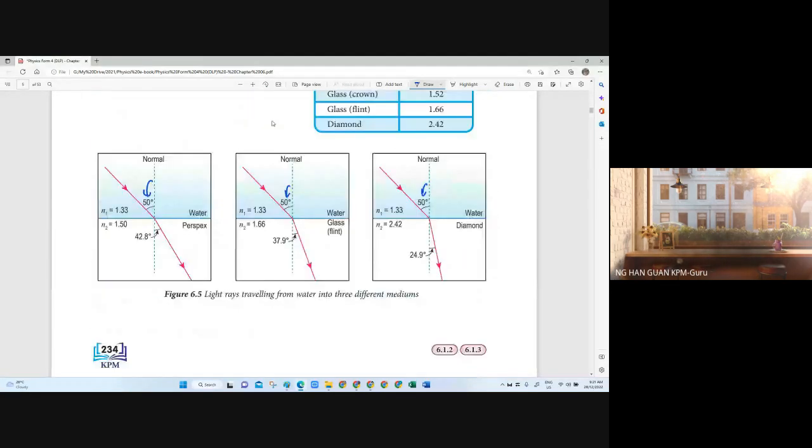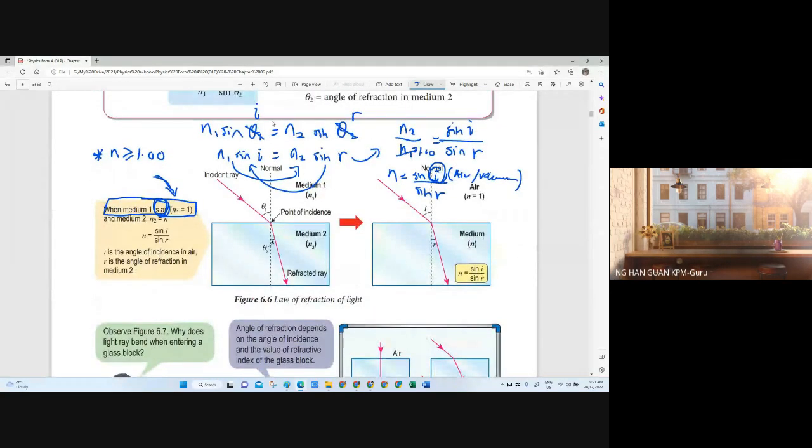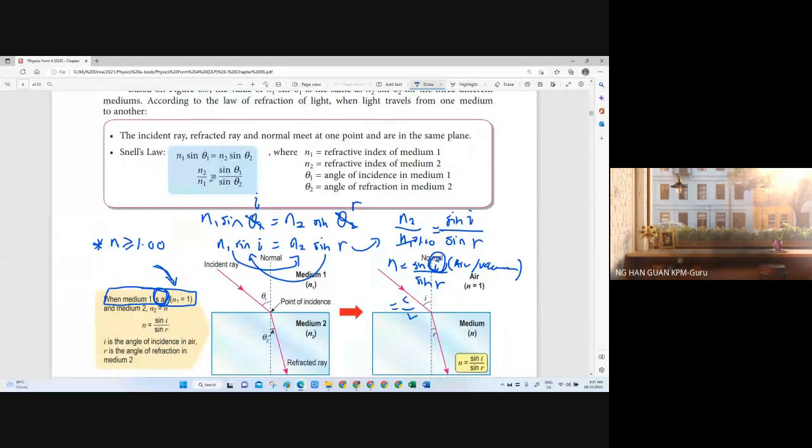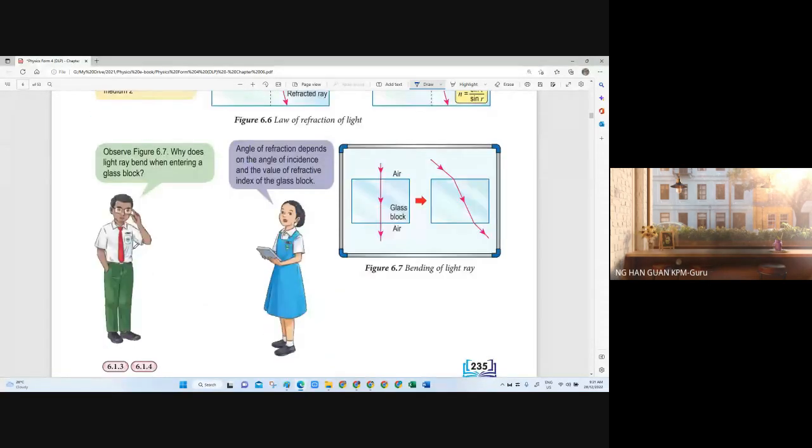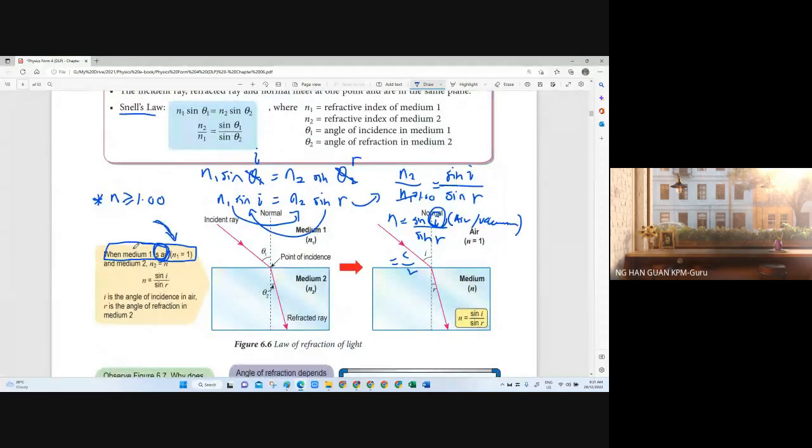So we can make it equal to c over v, which is the speed of light in the vacuum or in air over the speed of light in the medium. So it equals the refractive index of that medium. That is the conclusion when we simplify the equation from Snell's law. So for Snell's law, we have already remembered this one.